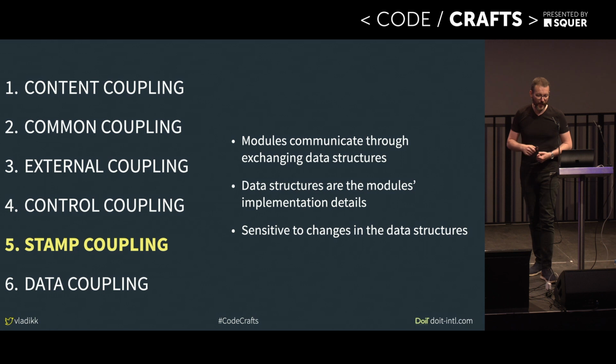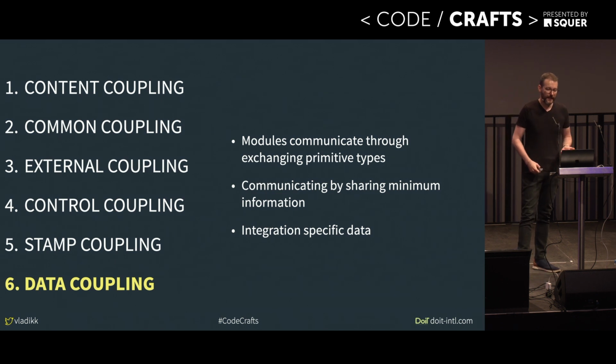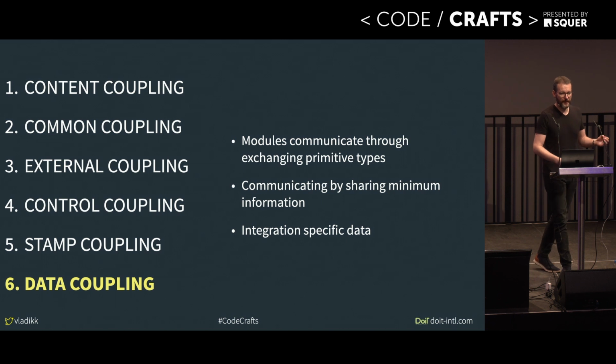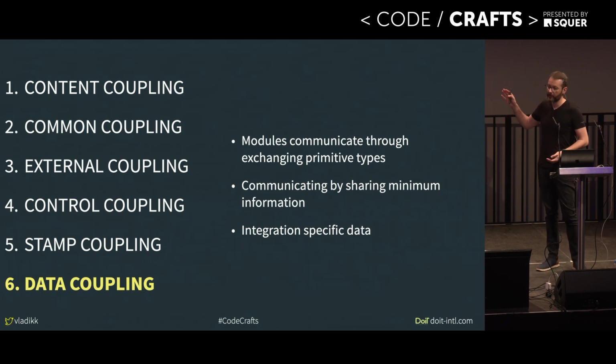And finally, data coupling. Here we have two modules communicating through exchanging arguments, primitive types. In other words, they are minimizing the amount of information that is shared across their boundaries, and that information is properly documented. So this is the most desirable level of coupling in structured design.